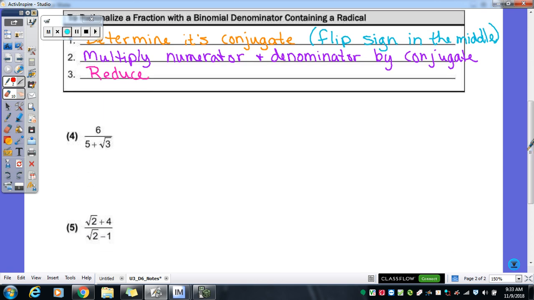All right, so let's take a look at example number 4 here. We've got a binomial denominator, 2 terms down there, so we have to first determine our conjugate. Conjugate tells us, again, just switch that sign. So our conjugate would be 5 minus radical 3.